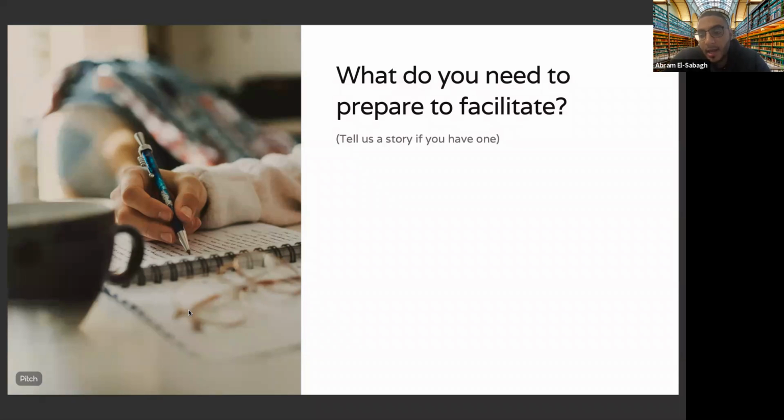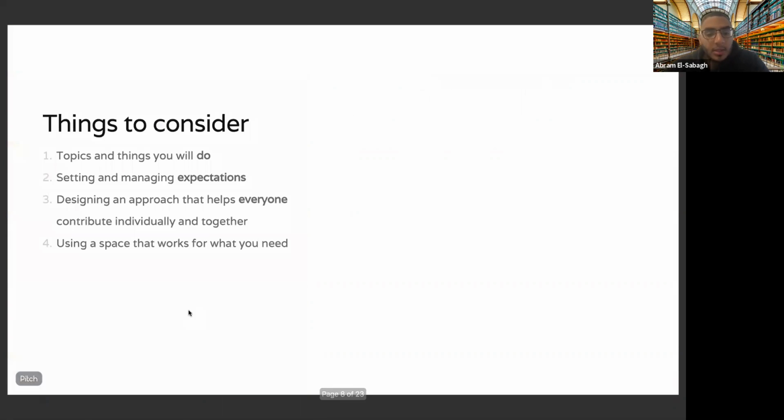Wow. Yeah. Interesting reflections on the importance or suitability of different types of spaces for engaging different types of people on different topics. So some things to consider: topics and things you'll do, obviously. What are we actually going to do in this session? Setting and managing expectations is really important, because often people have different expectations of the session, and if those expectations aren't met, then they're unhappy or they feel like it's a waste of time.